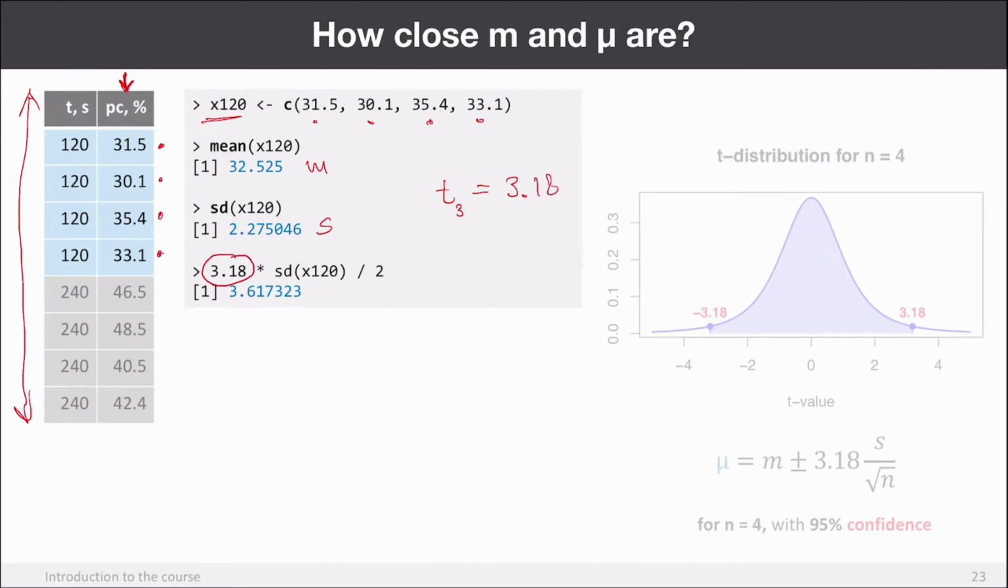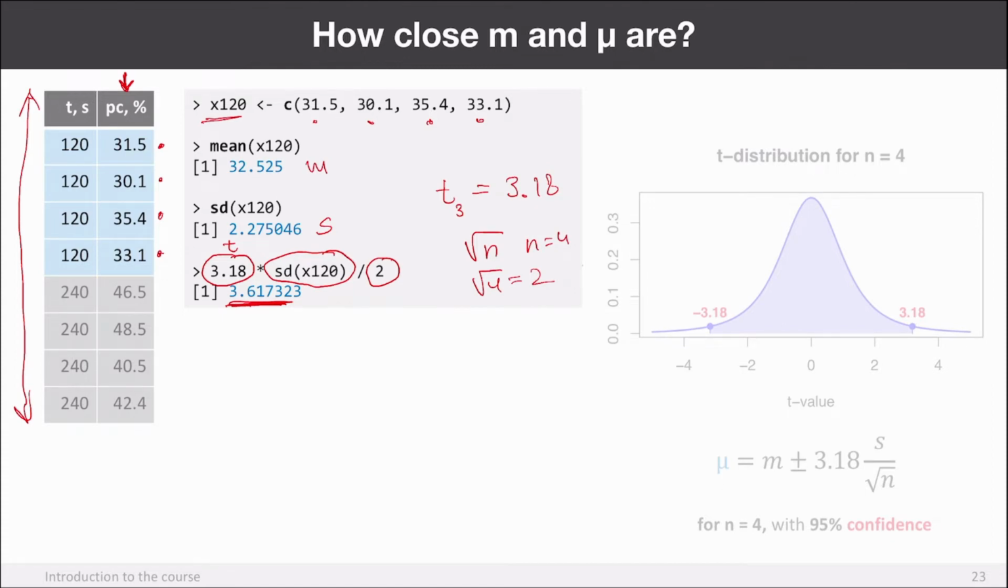So this is my t-score times the standard deviation, you can see, and then divided by 2. Why divided by 2? Because it's exactly the square root of n, right? So remember n equals 4 in our case, so the square root of 4 is 2. Yeah? So this is the error margin. This is how far the average of my sample can go from the average of the population, right?